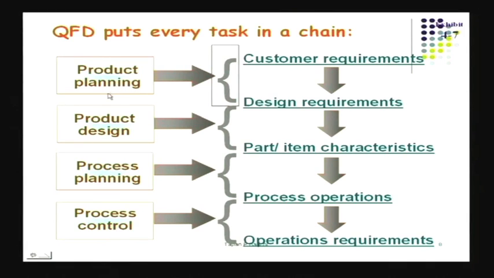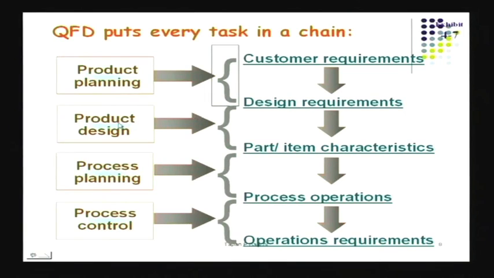For example, when you do product planning, you're interacting with the customers and you're determining customer requirements. From that, you'll come up with hard numbers, the design requirements. So I find out customer requirements, and from that, I determine my hardware requirements. Then I go into details of my product design and I come up with requirements for the parts and the items and the materials and so on. So I start with my design requirement, and my product design will end up specifying the parts and the item characteristics.